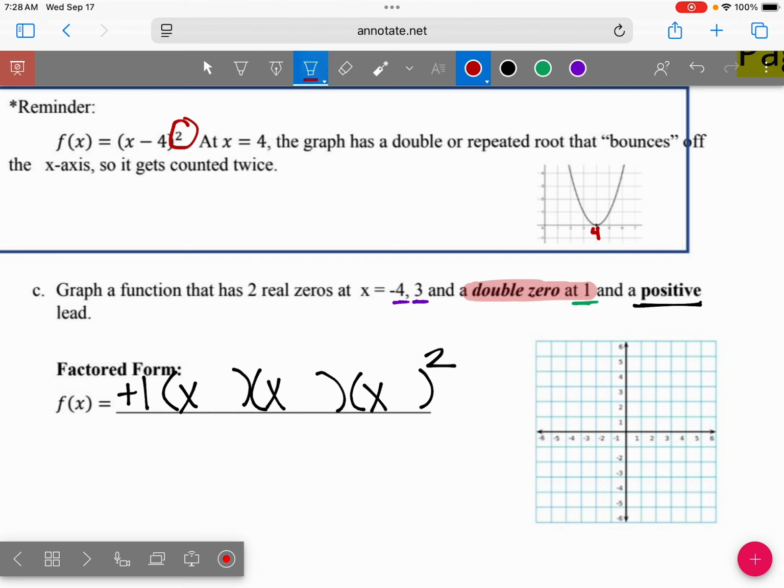So for my first one, which is -4, I'm going to put a +4. For my second one, which is a +3, I'm putting a -3. For my third one, which says it's at +1, which is the double, I'm going to put a -1.